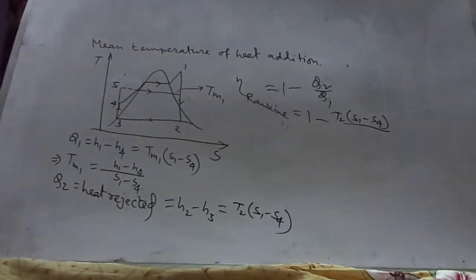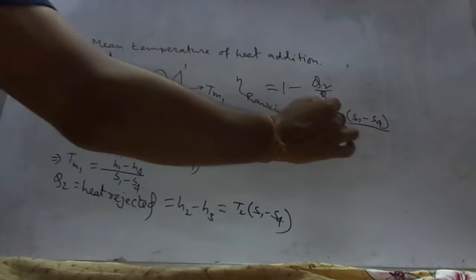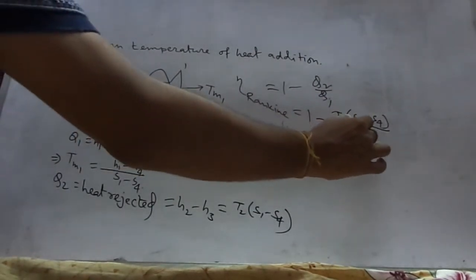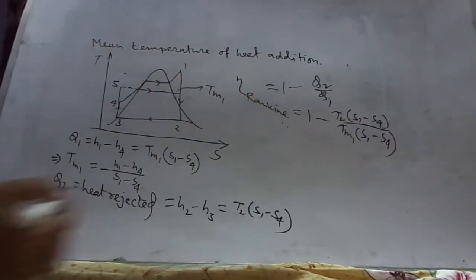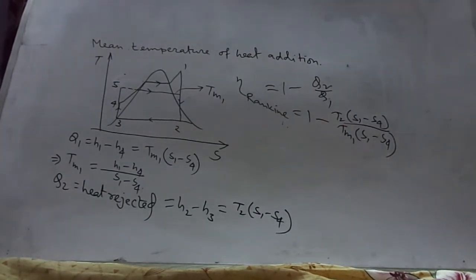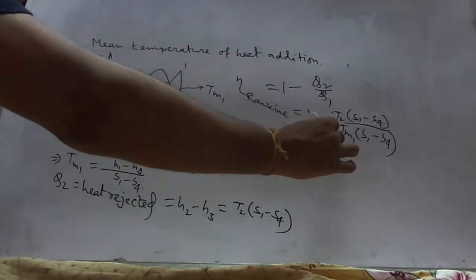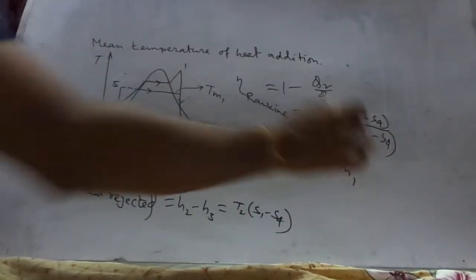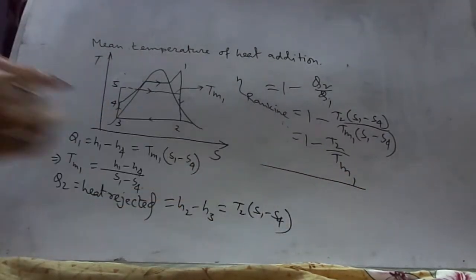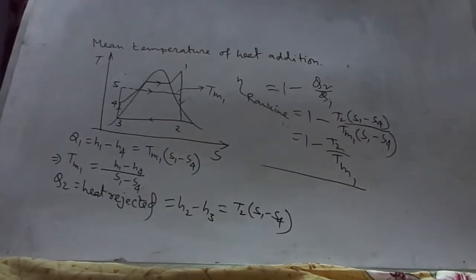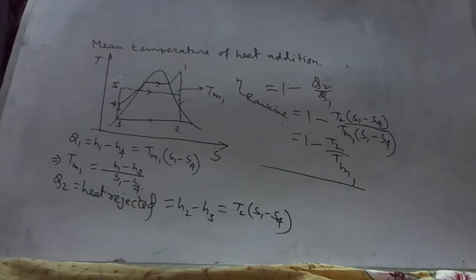divided by Tm1 (S1 minus S4). That is equal to 1 minus T2 by Tm1. Very very important formula: 1 minus T2 by Tm1, where T2 is the temperature of heat rejection.